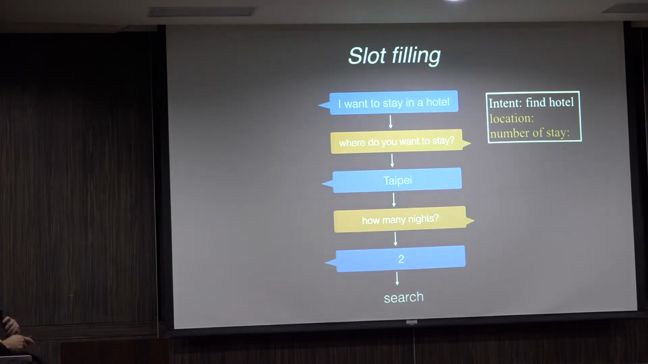So the bot will ask the user, where do you want to stay? To guide the user to answer a location. So the user says Taipei. So the bot will know the location is Taipei. Then another missing component is the number of nights. So it keeps asking, how many nights? And the user says 2. Then you have all the data here. Then you can create a search to return the hotels in Taipei. So this technique is called slot filling.